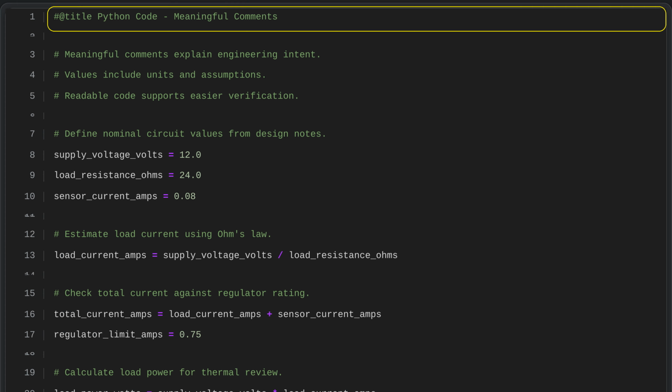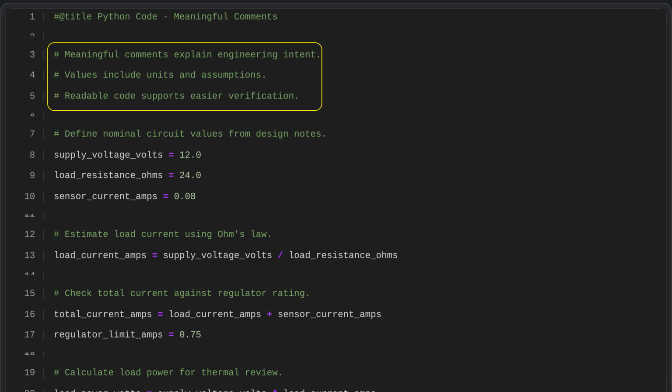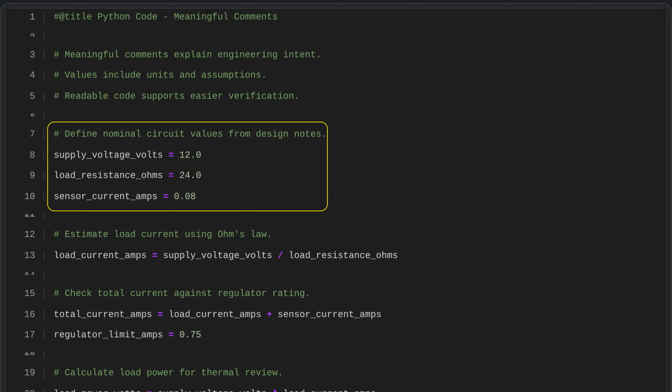Python code. Meaningful comments. Good engineering code is easier to verify when it is readable and well documented. Comments should explain the intent behind the design, while values should make units and assumptions clear. The circuit's nominal values are set from the design notes: a 12-volt supply, a 24 ohm load resistance, and a sensor current of 0.08 amps. These values define the basic operating conditions and provide the starting point for later electrical calculations.